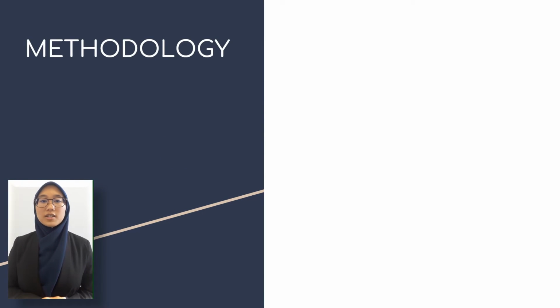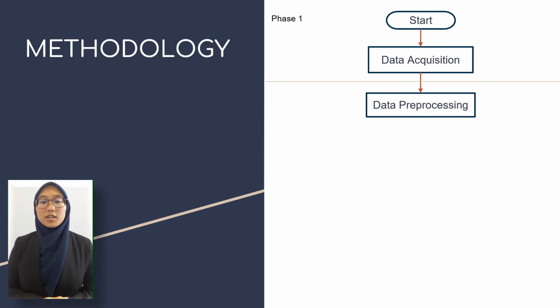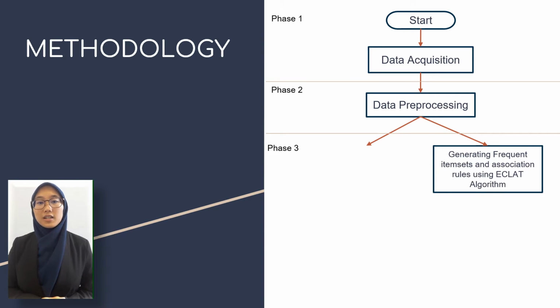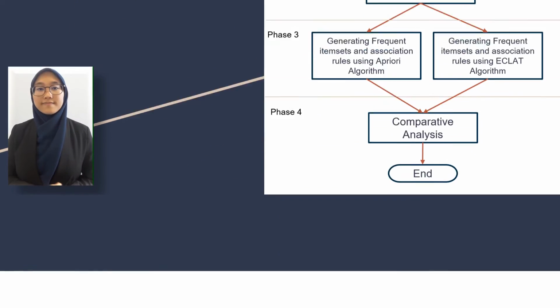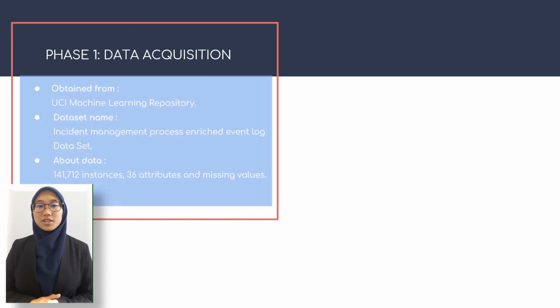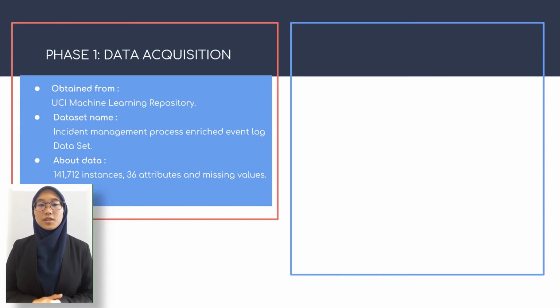Methodology. There are 4 phases involved, which start at data acquisition, data preprocessing, pattern recognition, and end at comparative analysis. Phase 1, data acquisition. The data entitled Incident Management Process Enriched Event Log Datasets was obtained from the UCI Machine Learning Repository. There are about 1000 instances and 36 attributes in the datasets.